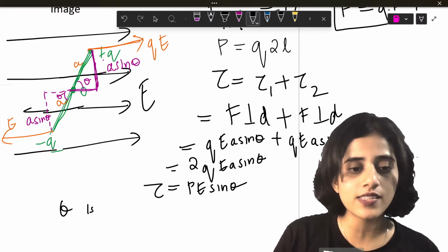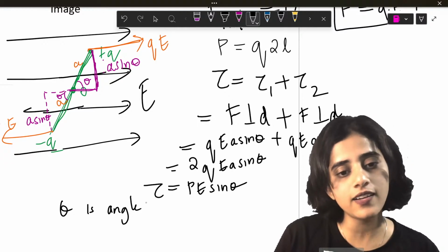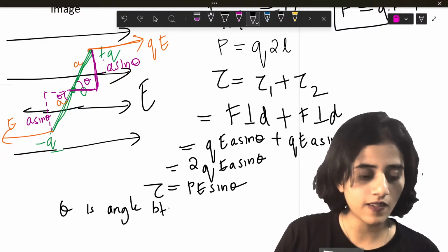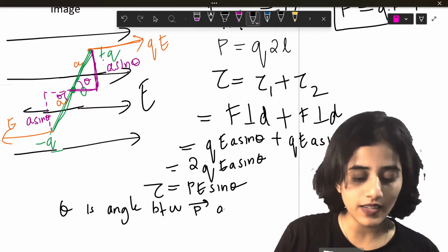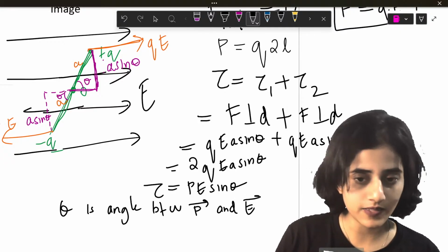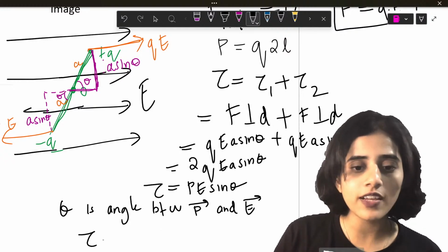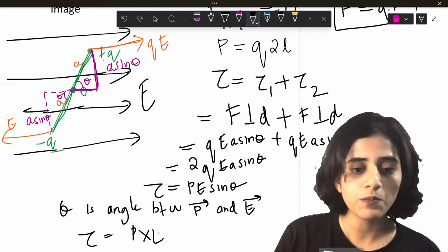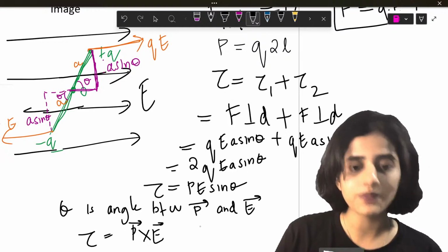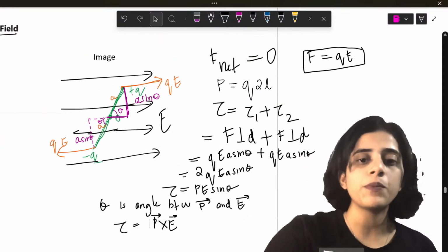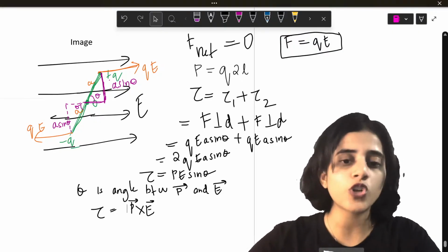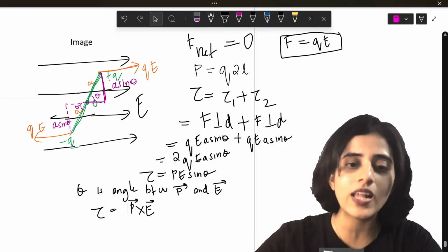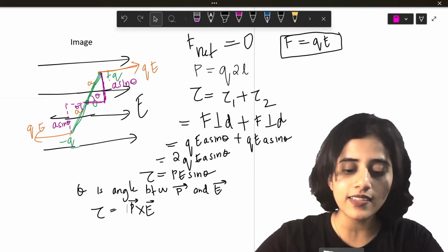Now theta is the angle between P and E. So torque can be written as P cross E, which is the same as PE sine theta. Torque can be written as P cross E as well, which is PE sine theta.